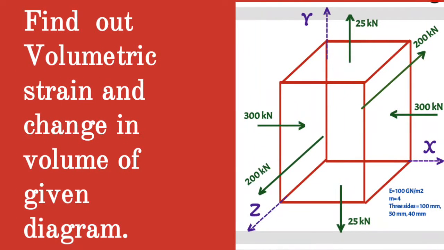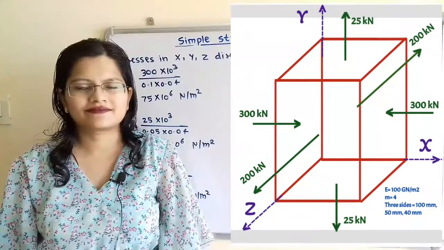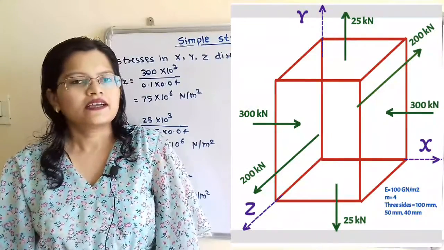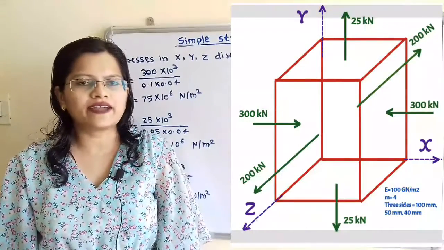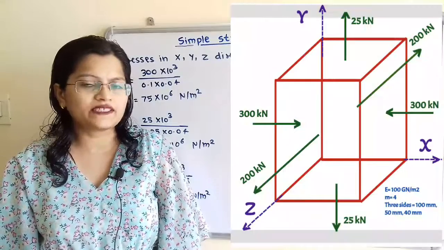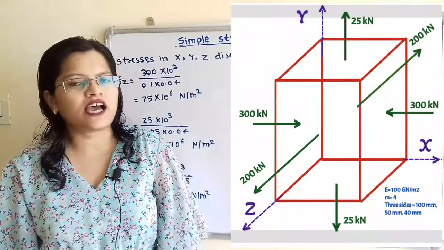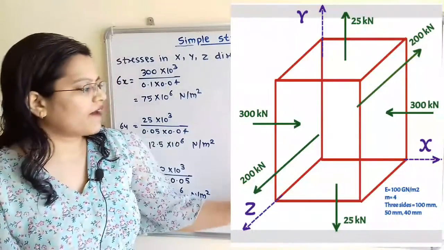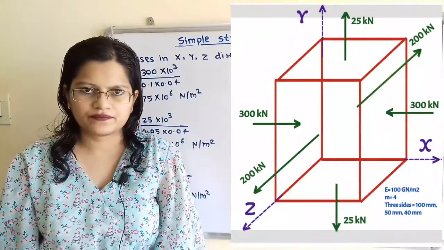Question one. Find out volumetric strain and change in volume for the given diagram. In this question, we have to find out change in volume where different compressive and tensile forces are acting along x, y and z direction.